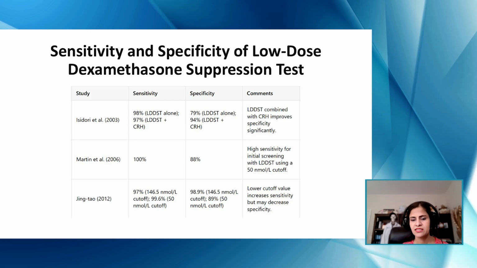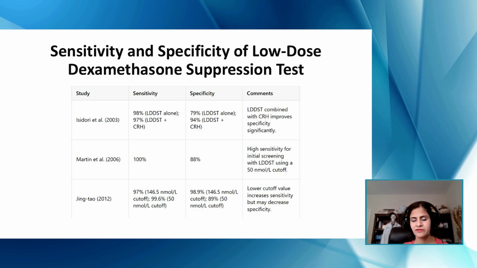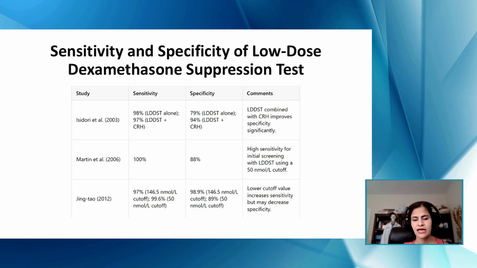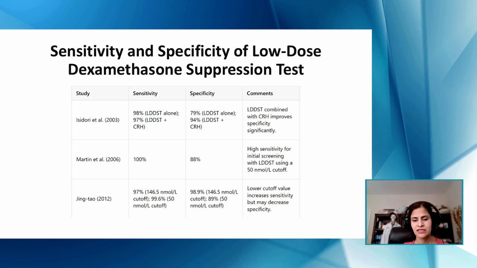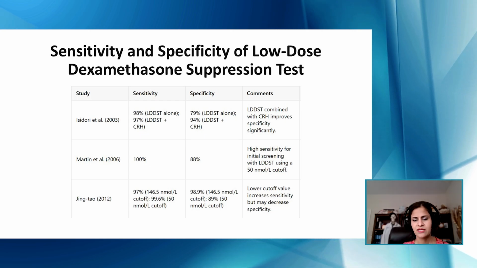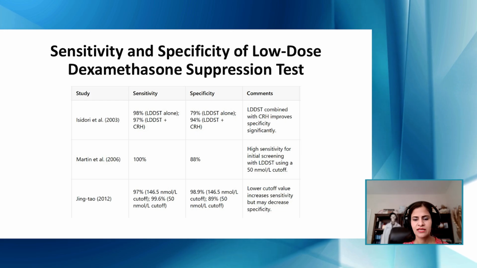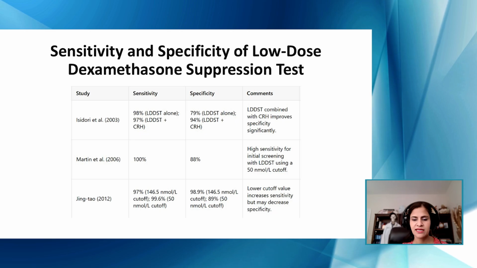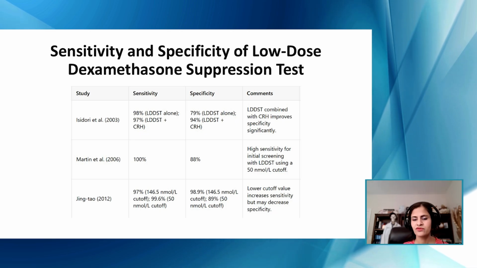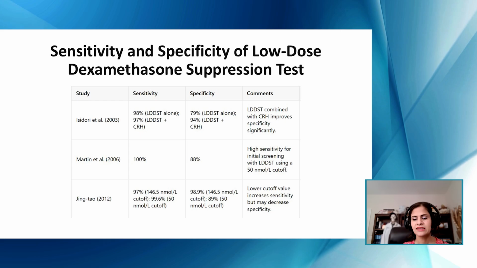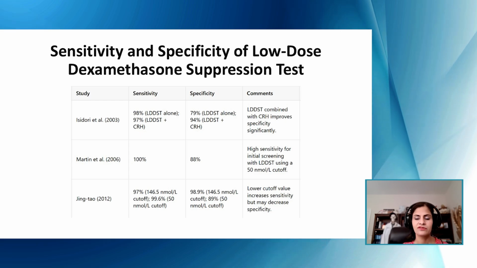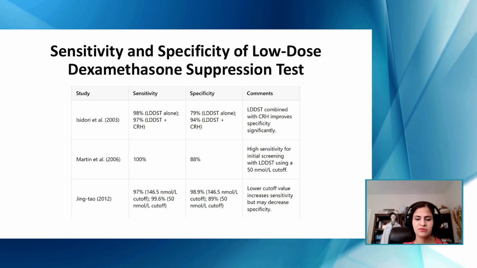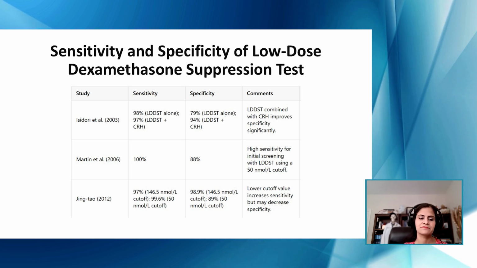an 88% specificity of this test when you use 50 nanomoles per liter as a cutoff. And the last study by Jing Tao in 2012 shows a 97% sensitivity, 99.6 using a cutoff of 50 nanomole. And if you look at the specificity, also quite good at 98.9% if you use the cutoff of 146.5 nanomoles per liter, and 89% if you use a cutoff of 50 nanomoles per liter. So when you lower the cutoff, you increase the sensitivity, but you may decrease the specificity.